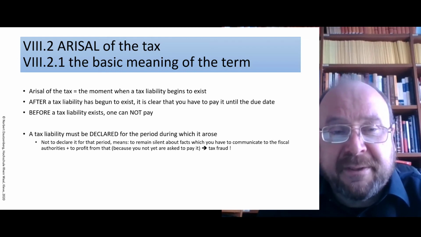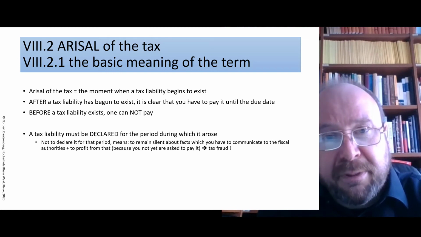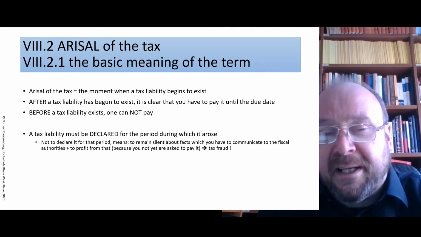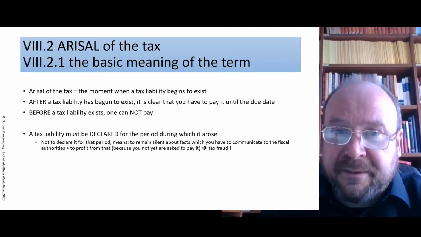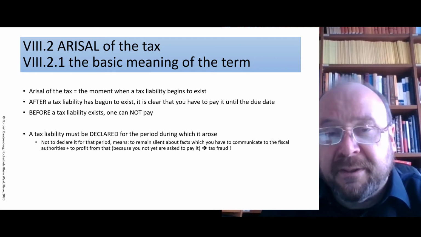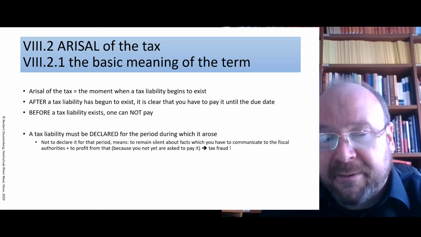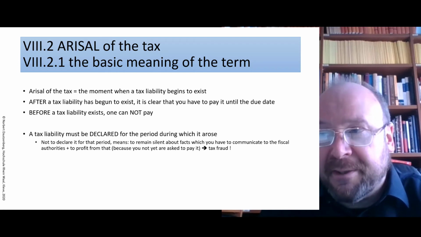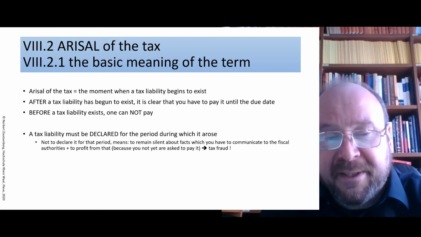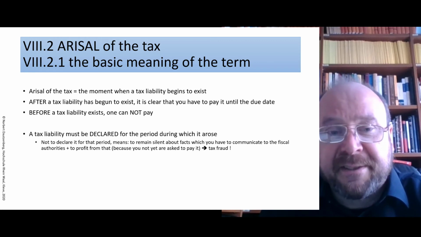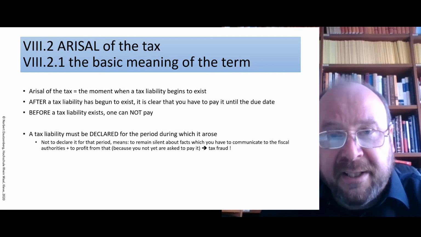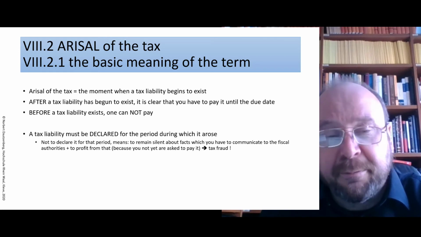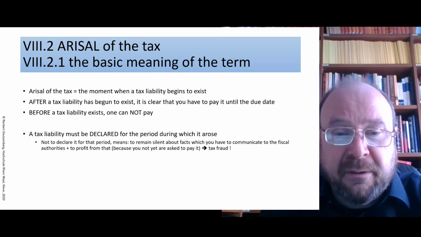So the arisal of the tax is the earliest moment when you can pay off a tax, and after the arisal of the tax you will have to pay it off. Now, the arisal of the tax also determines the period for which you have to declare the transaction. Because if you do not declare the transaction and the tax for that period during which the tax arises, then you hide information from the fiscal authorities. You gain a fiscal advantage by that because then you have to pay only later. And that would be already enough to call your behavior a tax fraud.